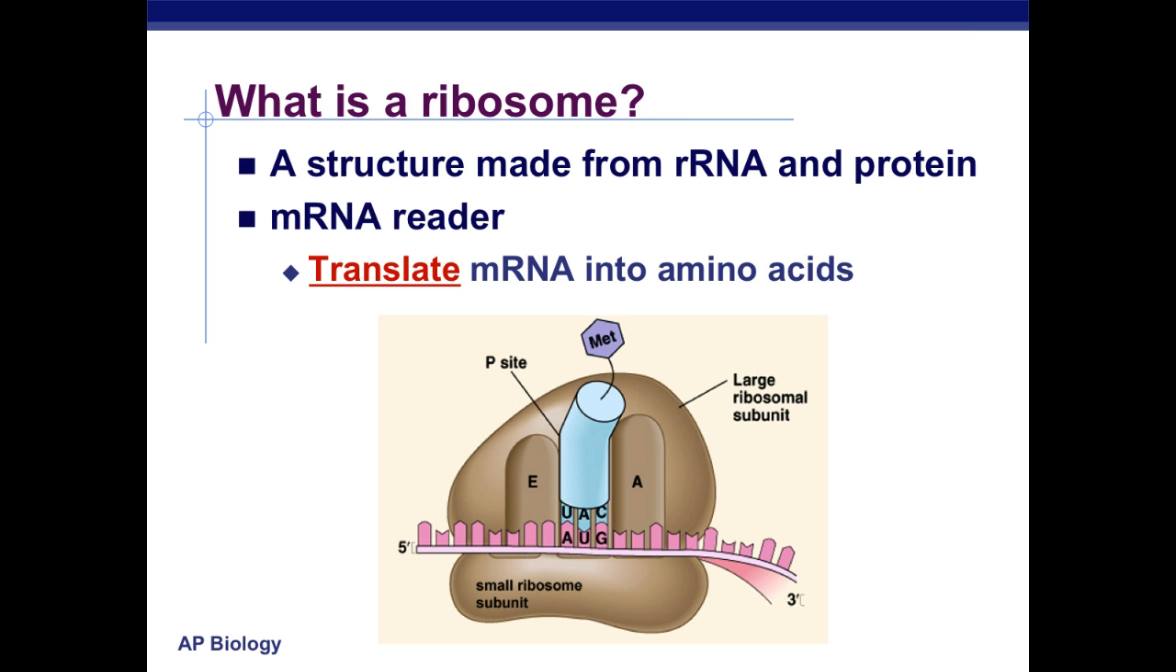So what is a ribosome? A ribosome is a structure made from rRNA and protein. It reads the mRNA and translates the mRNA into amino acids. So at the top you have your large ribosomal subunit paired with the small ribosomal subunit on the bottom.